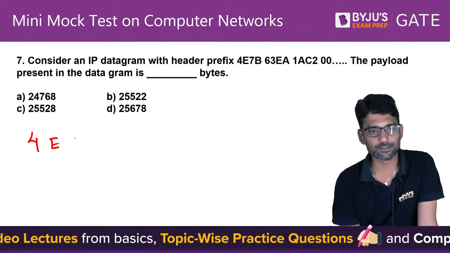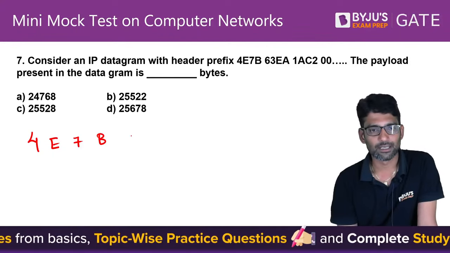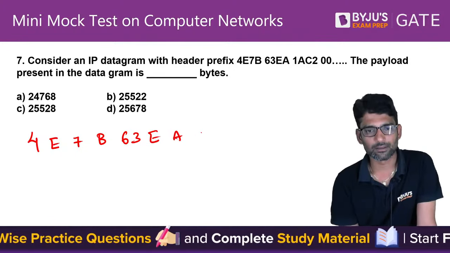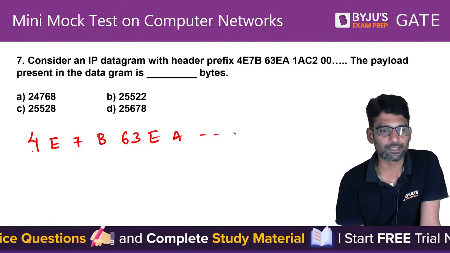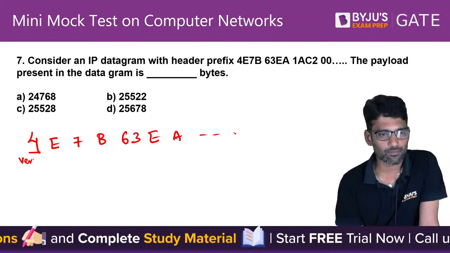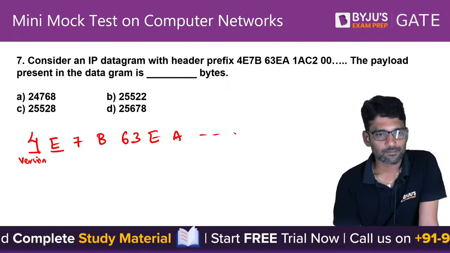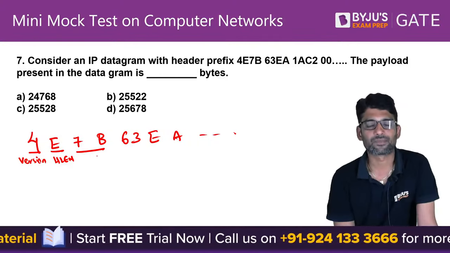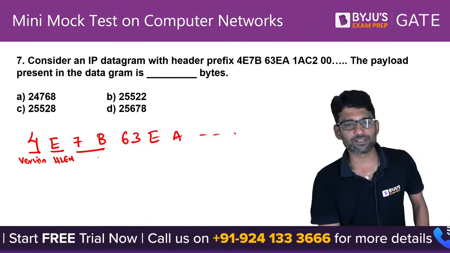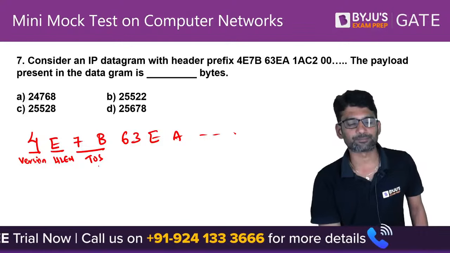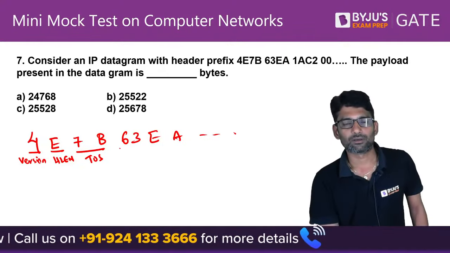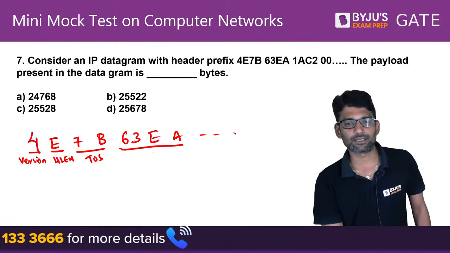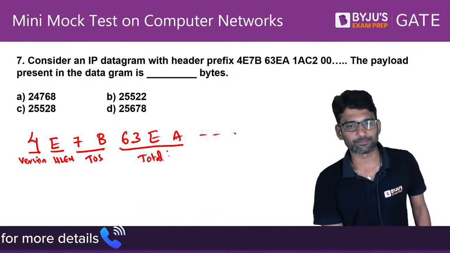Header prefix is 4E7B 63EA, and so on. Here this is the version. E is HLEN. This is the type of service, right? And this is the total length.